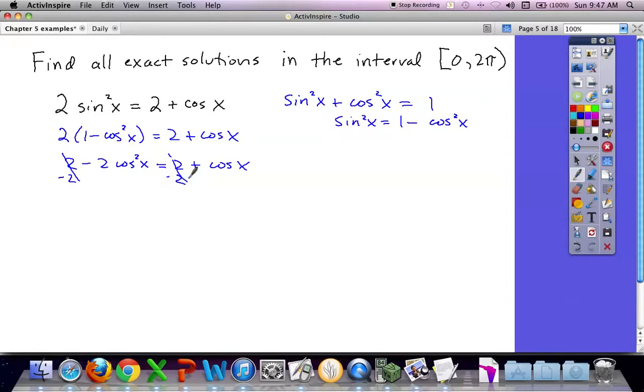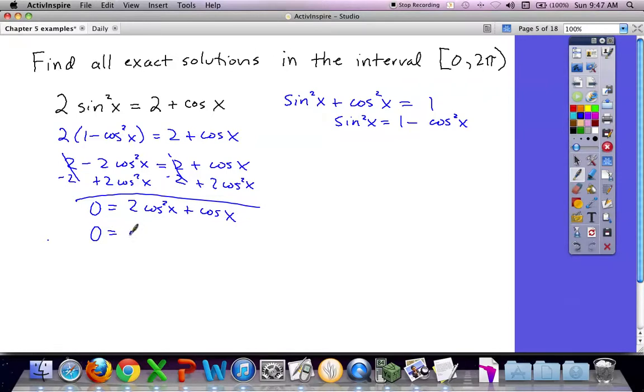And now if I get everything on one side, if I add this 2 cosine squared x to both sides, then what I have is that 0 equals 2 cosine squared x plus cosine of x. Remember, you can't divide through by cosine of x, because if you do, you're going to lose a solution. Instead, the idea is to get all your terms on one side equal to 0, and then factor. Right? There's a common factor in both of these terms of cosine of x.